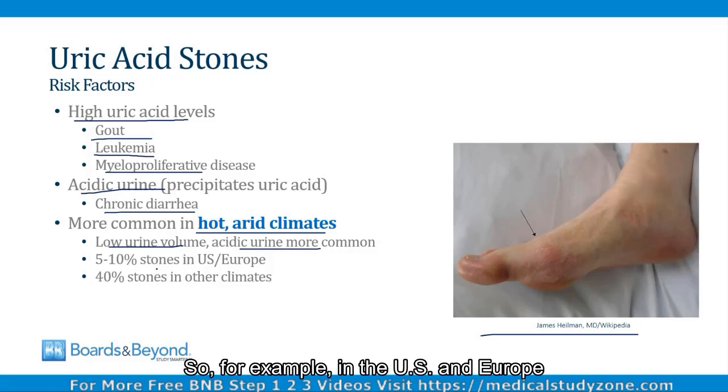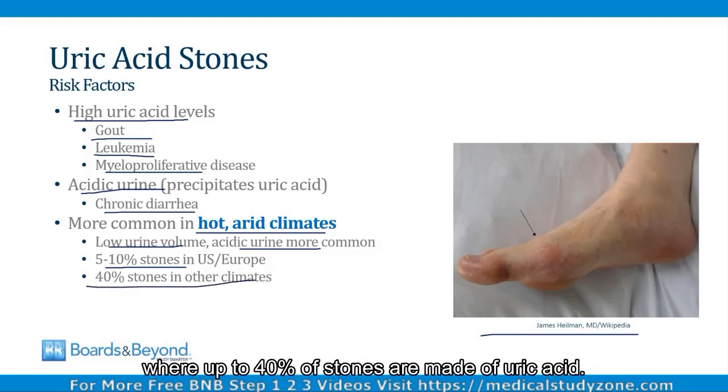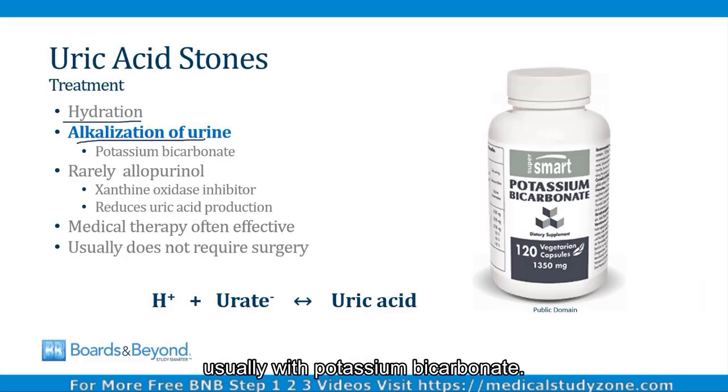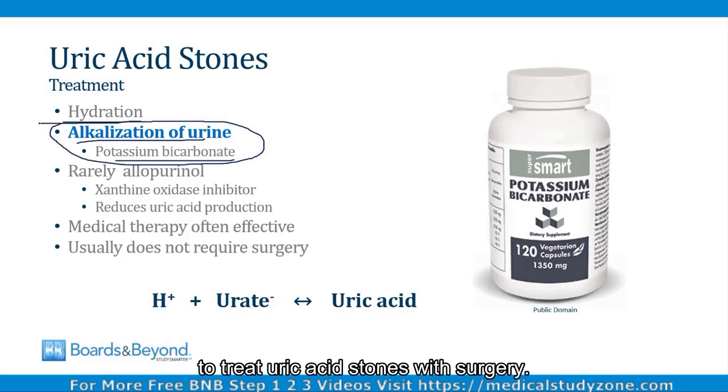So for example, in the US and Europe, only 5 to 10% of stones are uric acid stones, but there are some other climates and some other countries where up to 40% of stones are made of uric acid. The treatment for uric acid stones is hydration plus alkalinization of the urine, usually with potassium bicarbonate, and this is super high yield to remember for your boards. You usually do not need to treat uric acid stones with surgery.